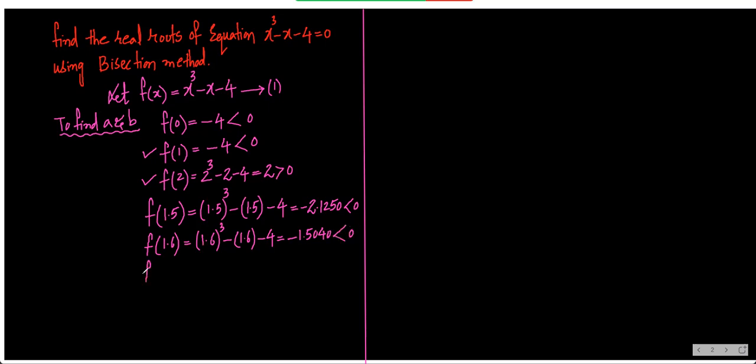Find out f of 1.7. So it is what? 1.7 whole cube minus of 1.7 minus 4. What's the answer again? Minus 0.7870. Again less than 0. Keep doing this until you get greater than 0.